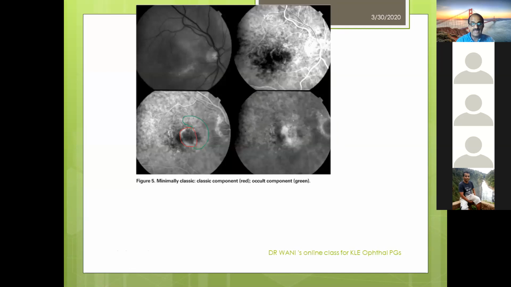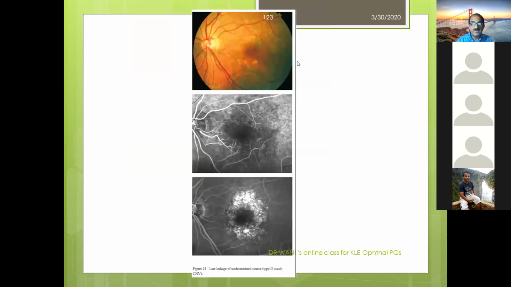This is another example where you can see that there is a lacy pattern here, but there is also stippled hyperfluorescence here. So it is both. Can you see this lacy pattern? And there is stippled hyperfluorescence here. So both can be present together. Combined forms.